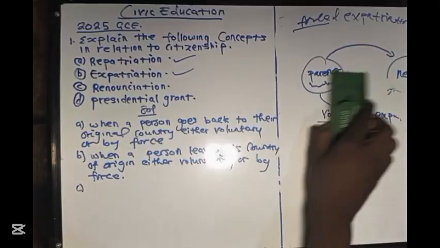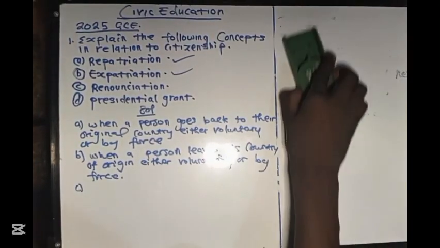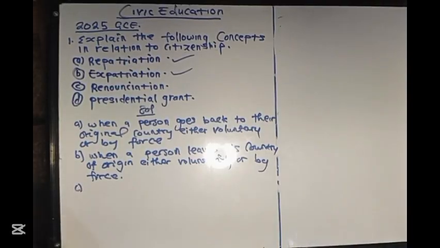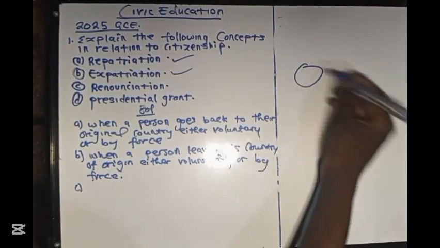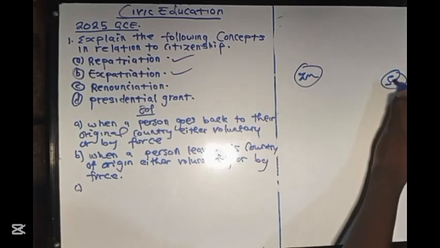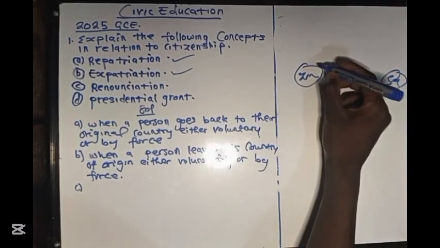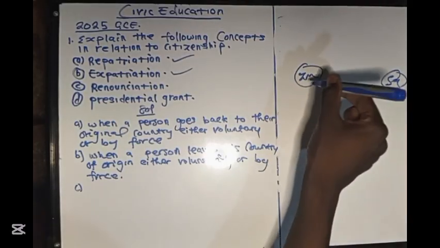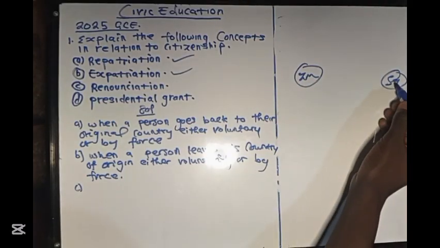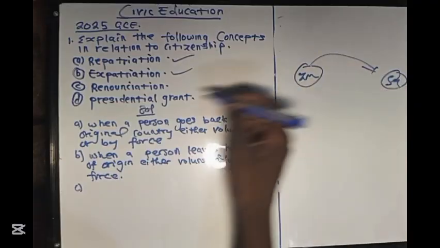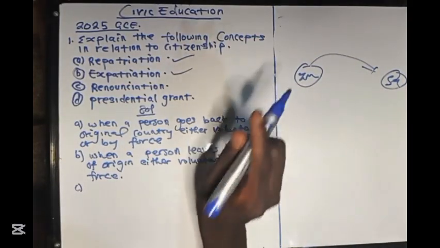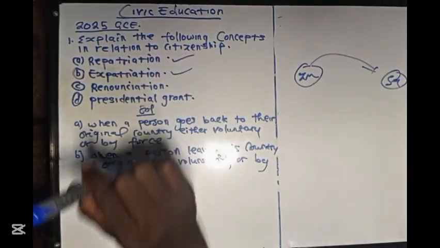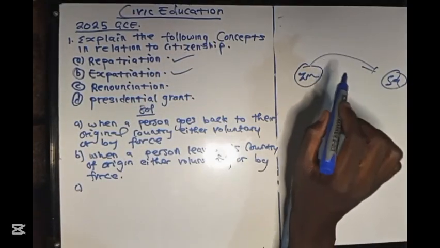Then move on to our third question, which is renunciation. So renunciation, we looked at it just a second ago. We gave an example of a person who is Zambian, then this is South Africa. This person wants to move to South Africa. Before he moves to South Africa, he has been told first to renounce his previous citizenship so as to join this country. So renunciation is when a person gives up his previous citizenship in order to join a new country.